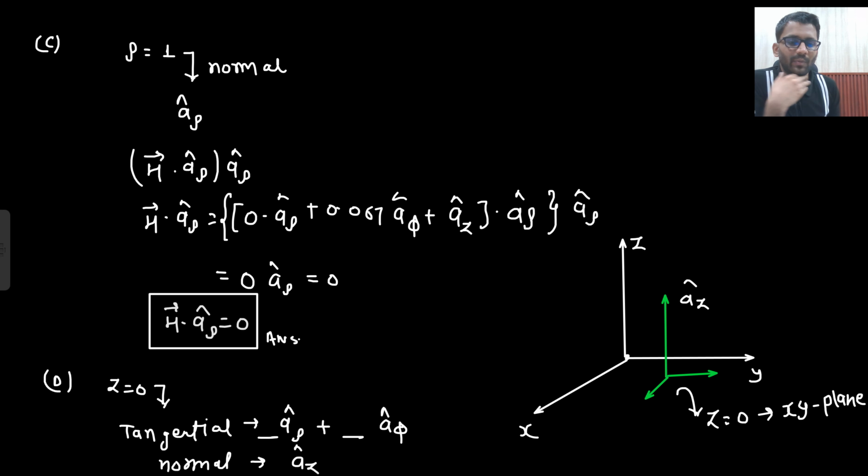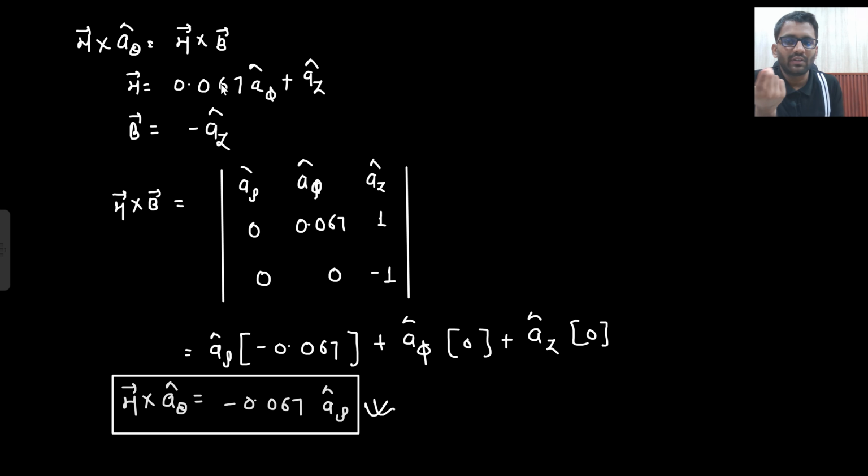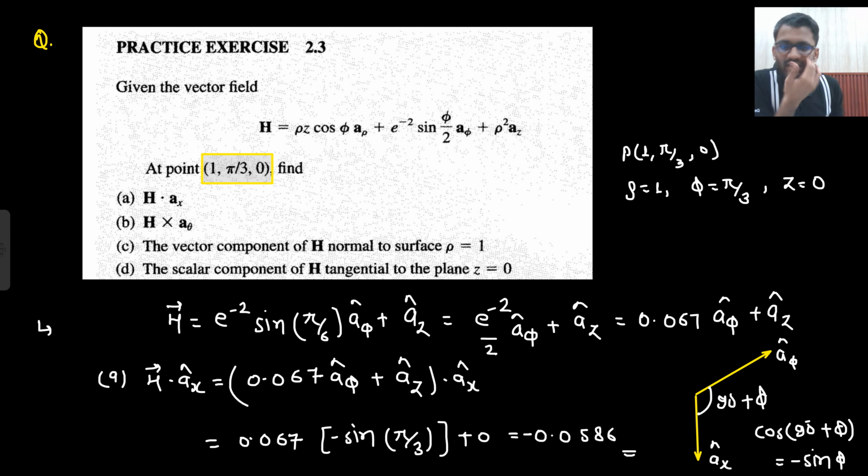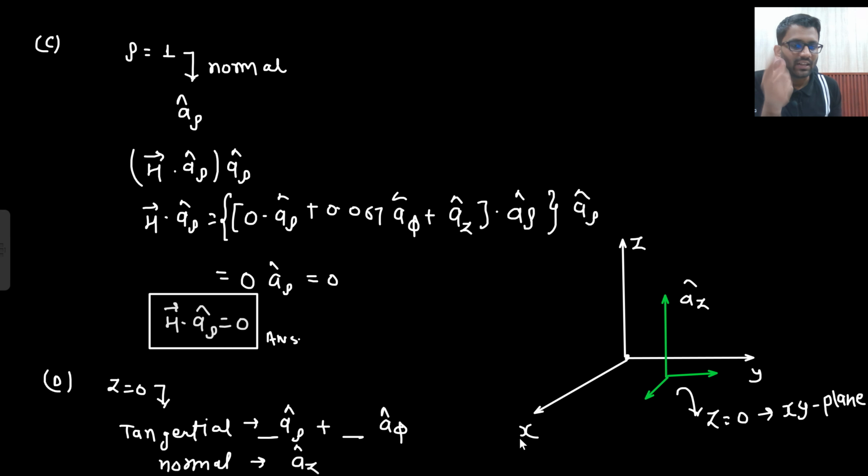So basically what will be my answer? Rho component is not even there, phi component I need to write. What they are asking? Scalar component also you need to tell. So scalar component of h in that tangential direction. The scalar component of h in the tangential direction, or you can say parallel direction. Tangential also you can write.